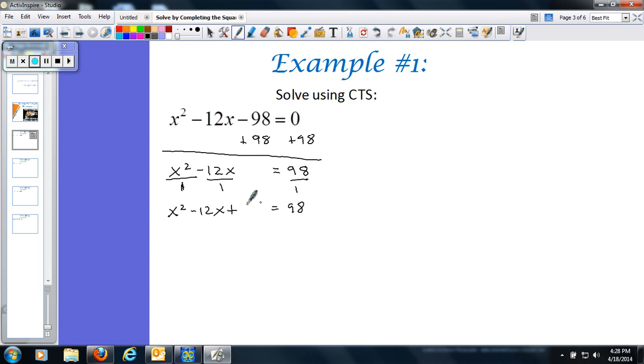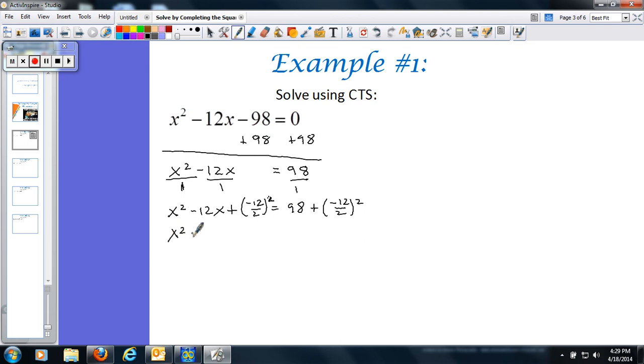This is the part that we've been working on. It's half of B, so you've got negative 12 divided by 2, squared. Now, anytime we're dealing with an equation, whatever we do to one side, we always have to do to the other. So if I'm adding it to this side, I'm also going to add it to this side. We didn't have to do this when we were completing the square in the other worksheets because we didn't have an equation. We just had an expression. But now since I have an equation, I have to add it to both sides.